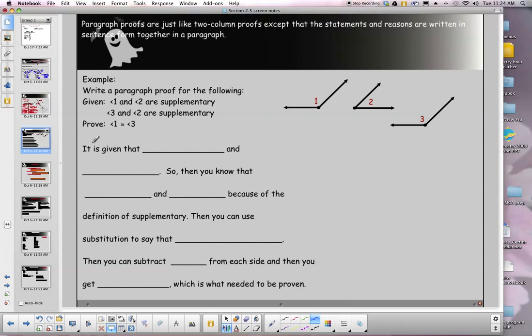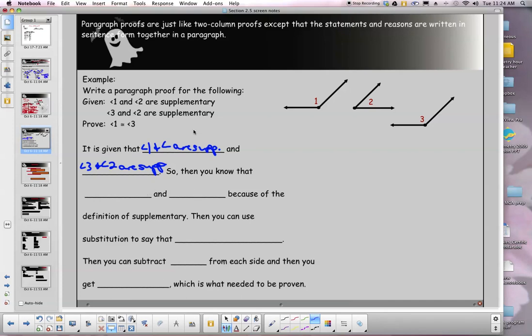But you write things like, it is given that, and that would be your hint, then that the measure of angle 1 and 2 are supplementary, and 3 and 2 are supplementary. Okay, so that would be your statement and your reason right there in the sentence. Then you go on to the next piece.